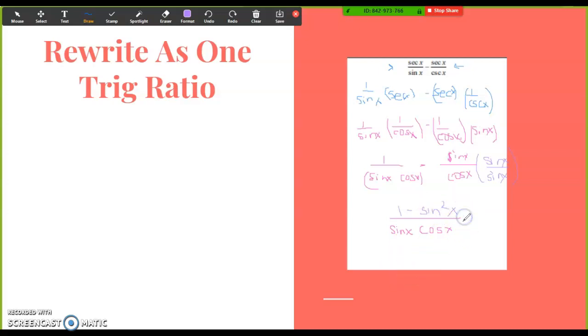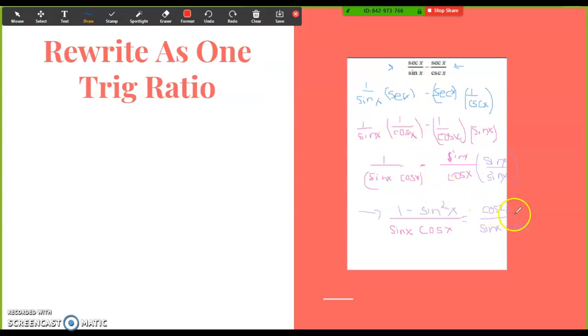Okay, so now let's think about what we have here. Recall our Pythagorean identity for the numerator, 1 minus sine squared x. Well, what does that equal to? You're right, it equals cosine squared x. And let's look at the denominator. The denominator is the sine of x times the cosine of x. Well, what can we do with that?